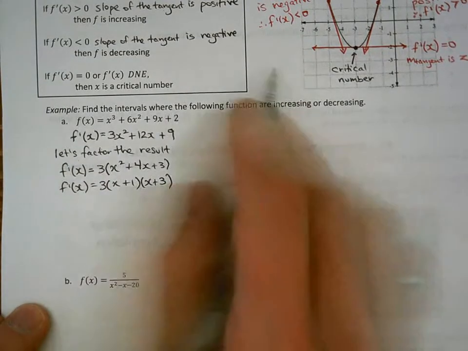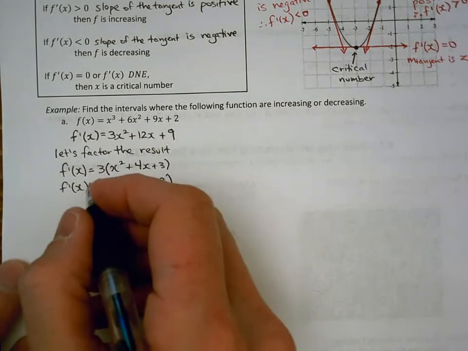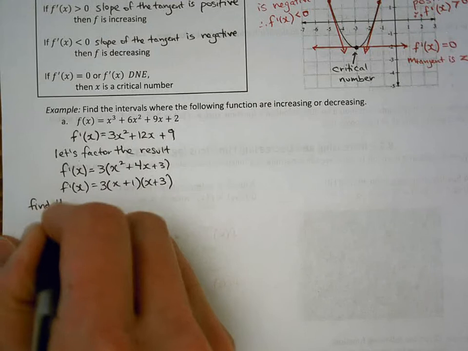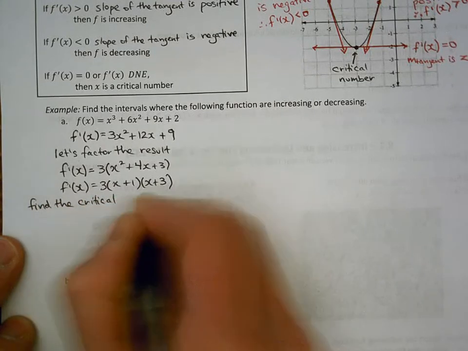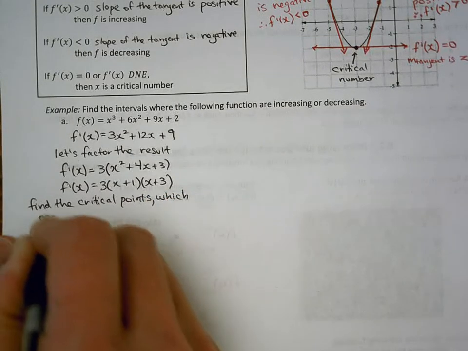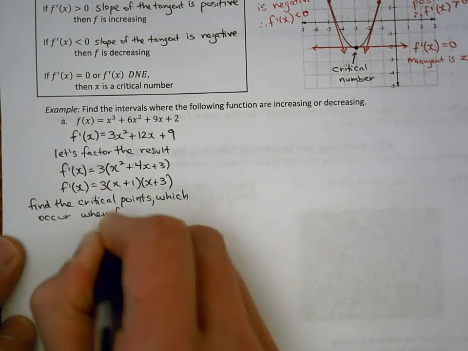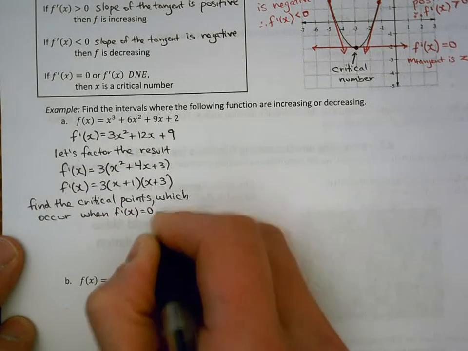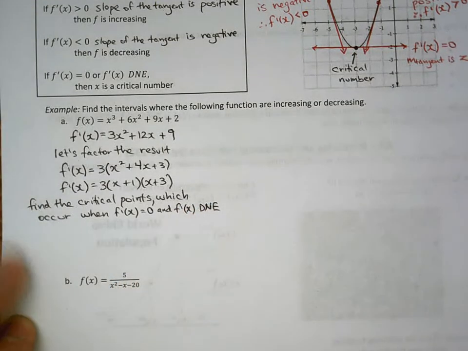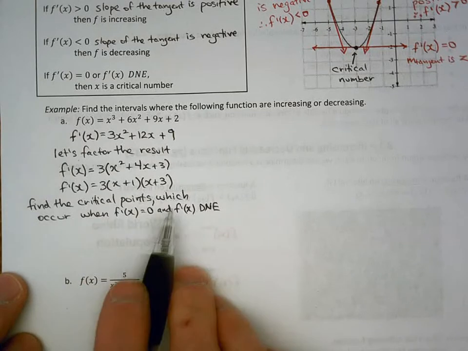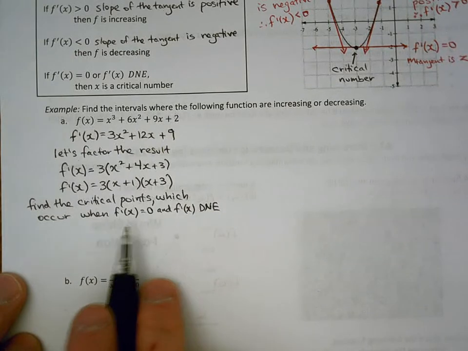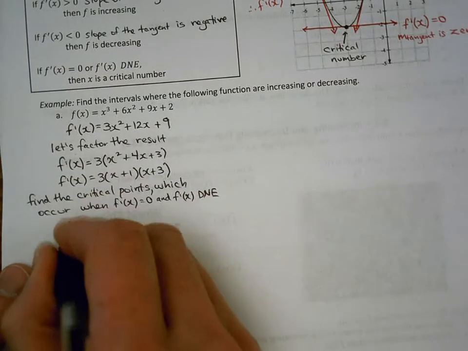Okay, so now we want to find the critical points, so the critical numbers. Find the critical points, which occur when f prime at x equals 0 and when f prime at x does not exist. So in our case, it's actually pretty straightforward. There is no f prime at x not existing, because this is a nice polynomial function. But I can find where it equals 0. So I'm going to set this derivative equal to 0.